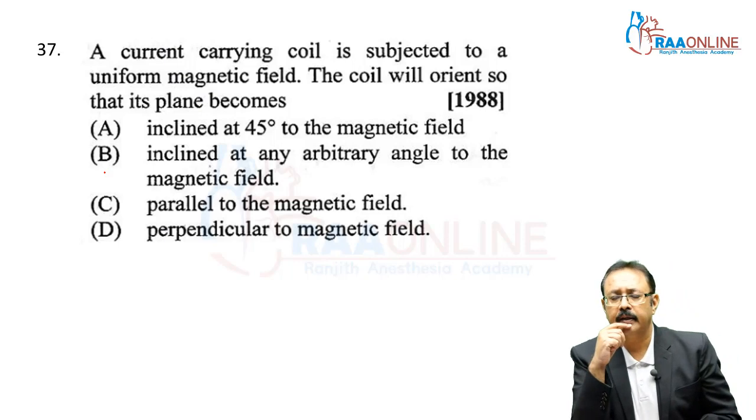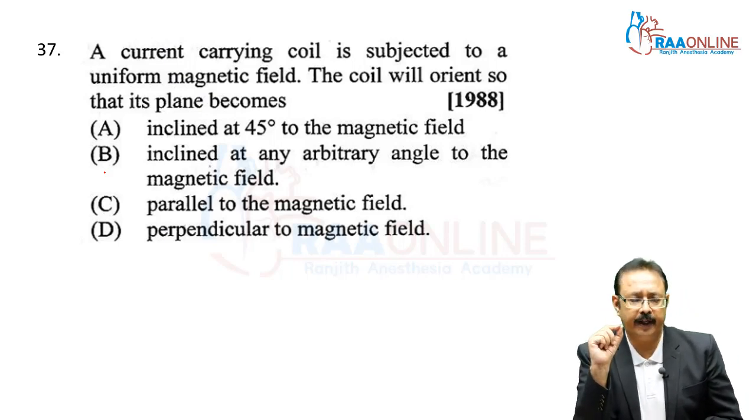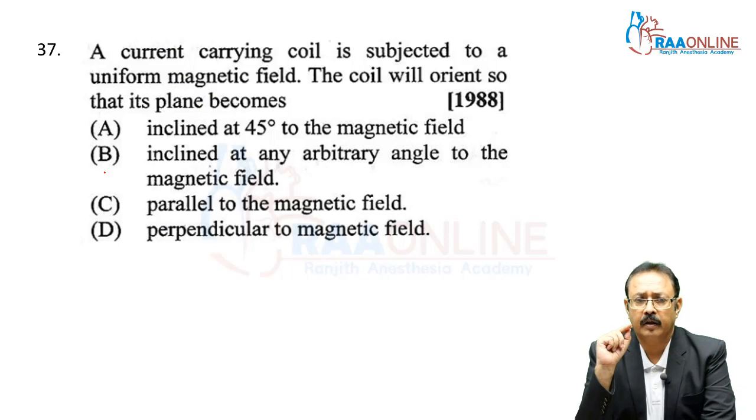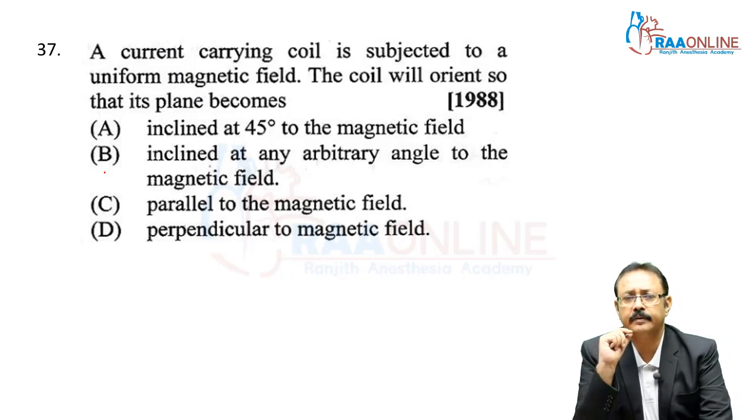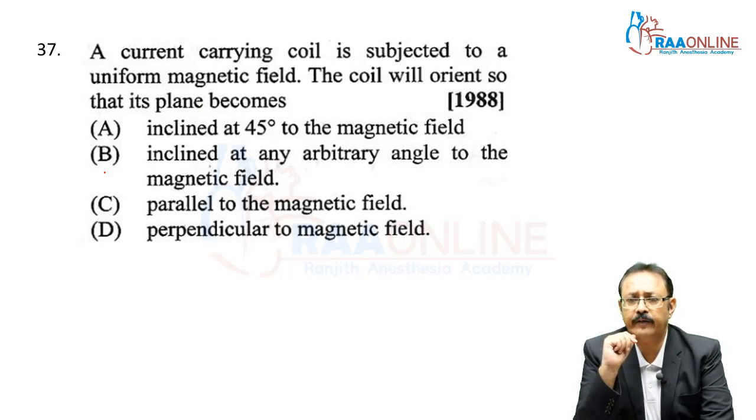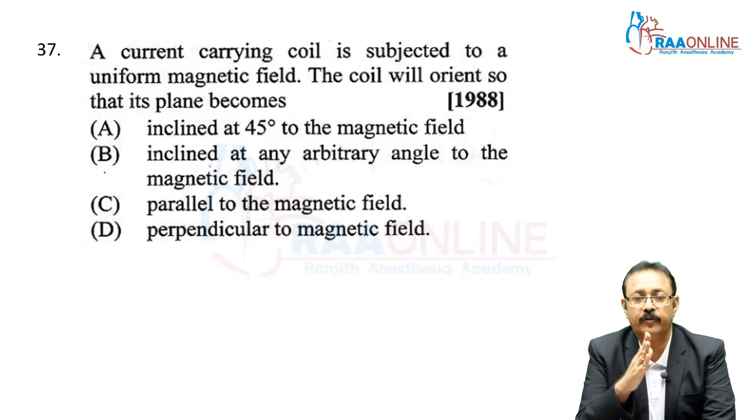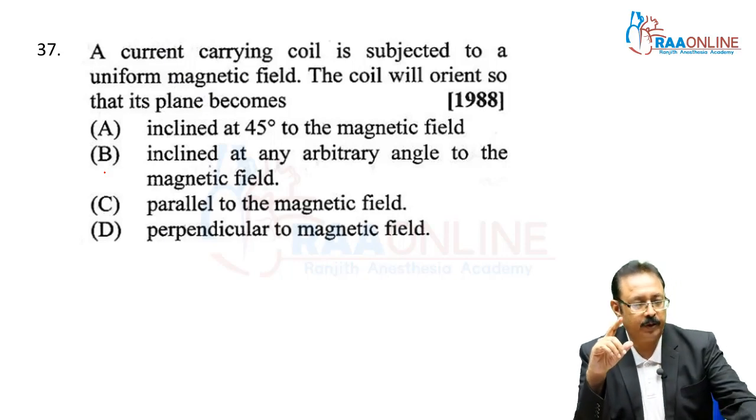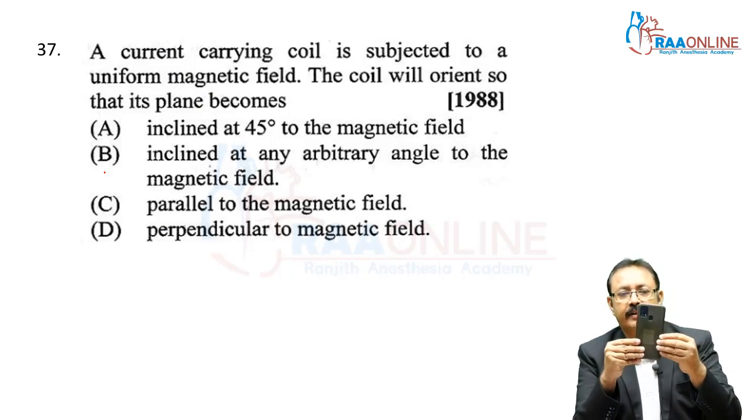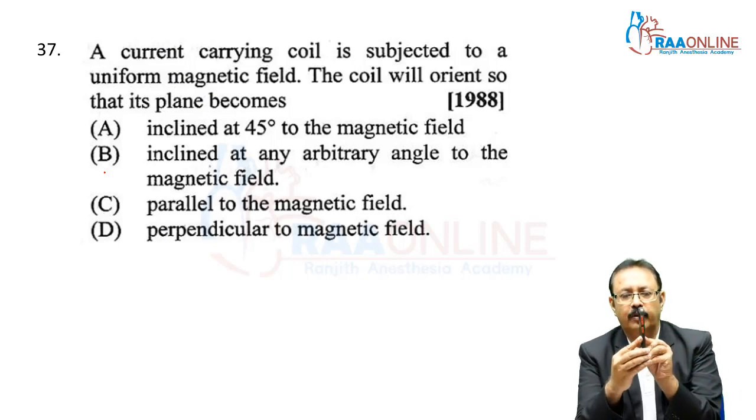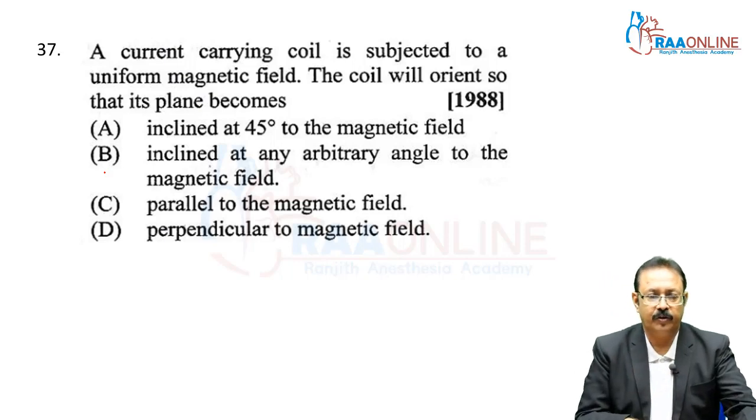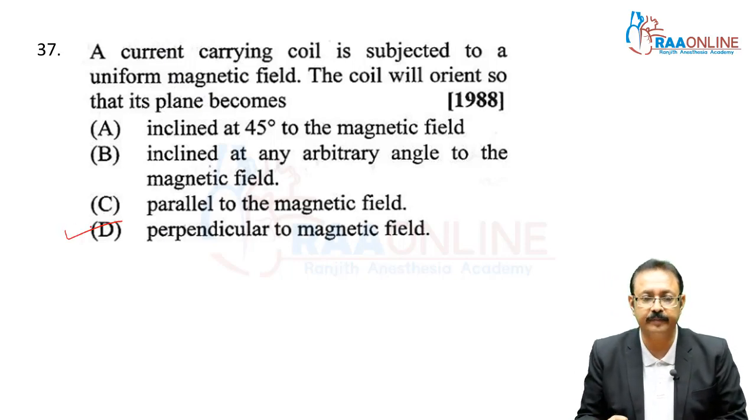Next, it is from 1988 AIPMT. A current carrying coil is subjected to a uniform magnetic field. The coil will orient so that its plane becomes, we have a derivation, I explained it to you in the case of the galvanometer. If we put the coil in this way, one force was acting on this and on this. They try to make the plane perpendicular to the magnetic field. So we will go with option D.